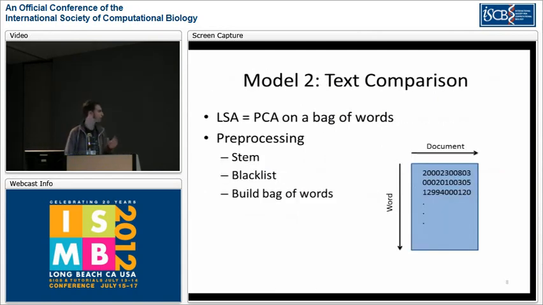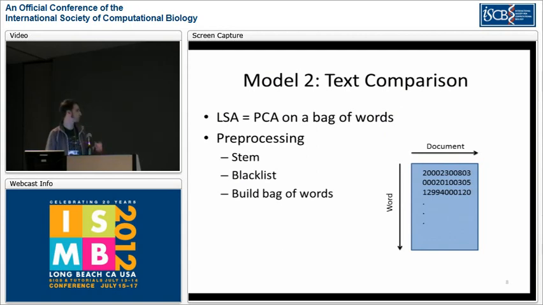After we have a score for the expression arrays, what we want to do is also develop a score for the text attached to the arrays. The technique we use to do that is latent semantic analysis. And for those of you with a more machine learning bent, latent semantic analysis is essentially principal component analysis on a bag of words. So how do we take a raw abstract and put it in a form that we can do PCA on it?